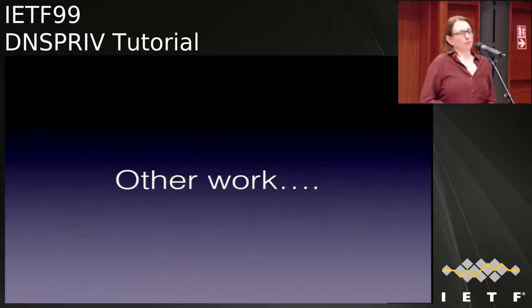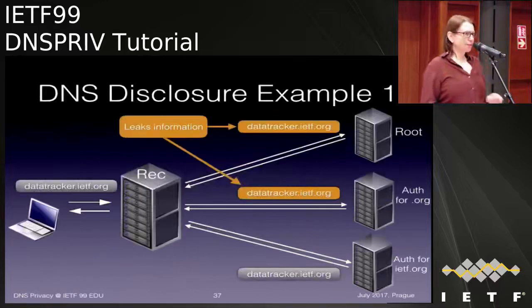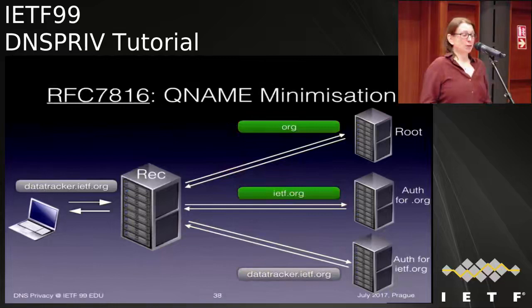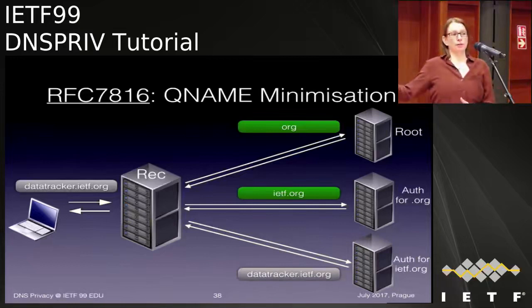Lots of work has happened outside of the Dnspriv working group too. You remember I mentioned this kind of schoolboy error of, oh, you're leaking all the information in every lookup. So there is an answer to that now, and it's called QName minimization. This basically says only send the part of the query to the server it needs to give you the correct referral. And this looks really rather trivial and obvious, but actually the devil is in the details here.